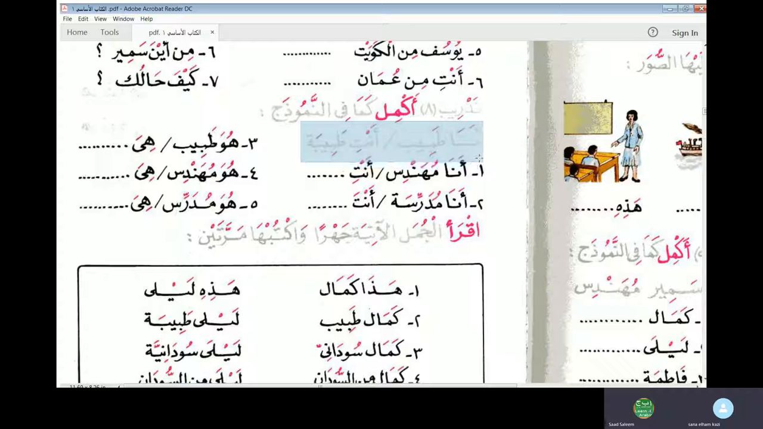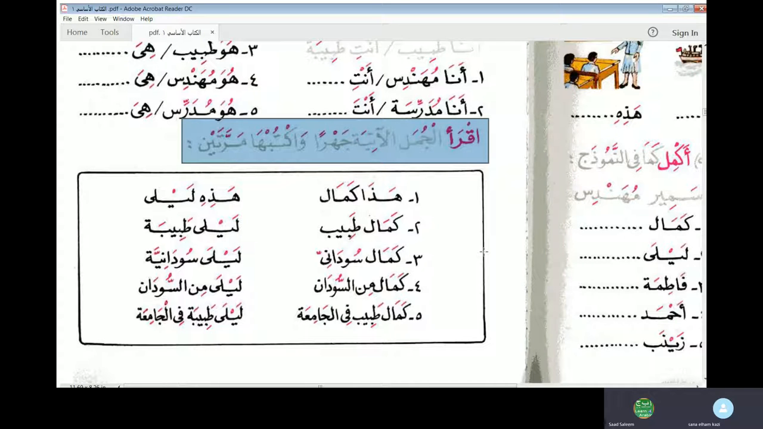Ana tabibun, anta tabib, anti tabiba. I am a doctor, you are a doctor. أنا مهندس، أنت مهندسة. I am an engineer, you are an engineer. أنا مدرسة، أنت مدرس. I am a teacher, you are a teacher. هو طبيب، he is a doctor. هي طبيبة، she is a doctor. هي مهندسة، she is an engineer. هو مدرس، هي مدرسة. He is a teacher.